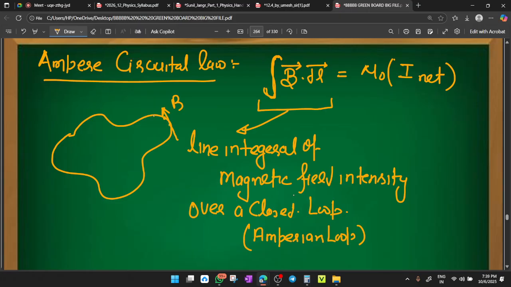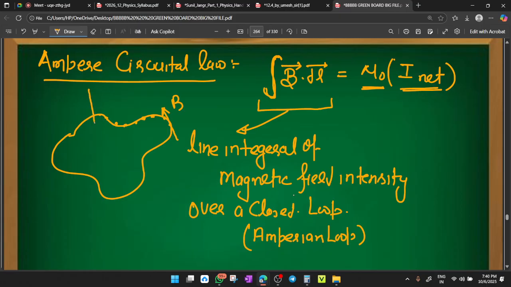So the total line integration of magnetic field over an Amperian loop means what? You add all the magnetic intensity values over a closed loop, and this is equal to mu naught times the current threading through the loop. Current threading through the loop means the amount of current passing through that loop.